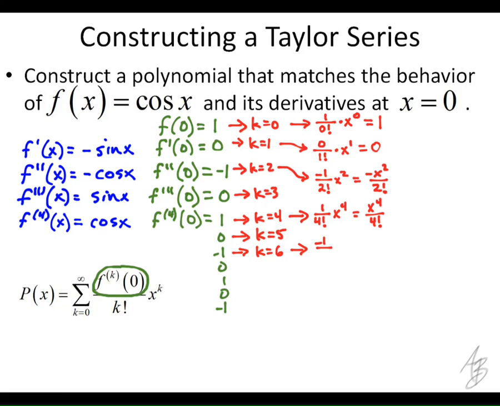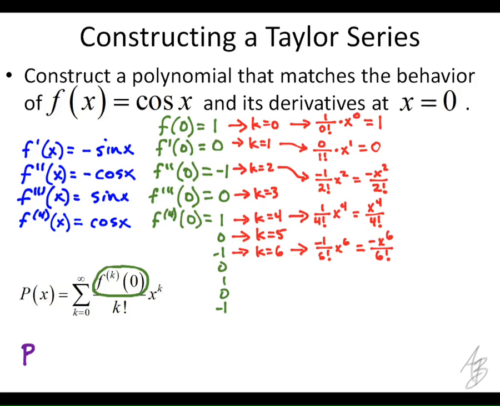Over 6 factorial times x to the sixth. And so that would be the opposite of x to the sixth over 6 factorial. So what's the pattern here? Forget about this 0 term here. What's going on with the 0 term, the second term, the fourth term, the 6th term? What's the pattern? We're going to put all these non-zero terms together and write out our polynomial.